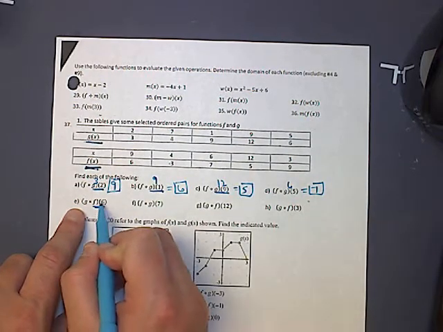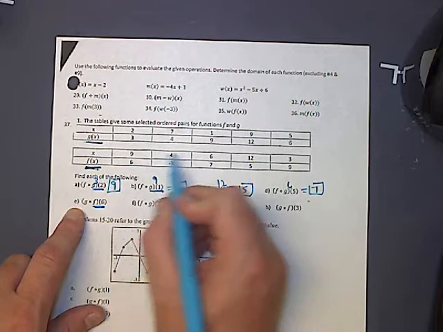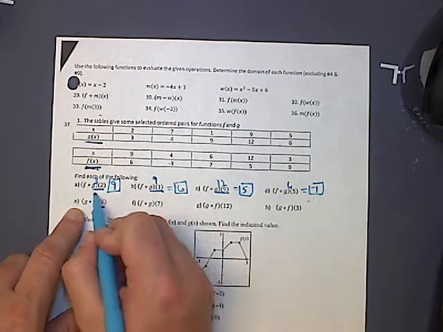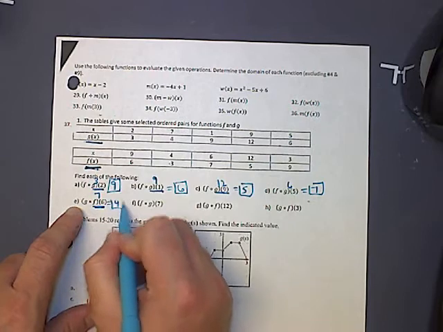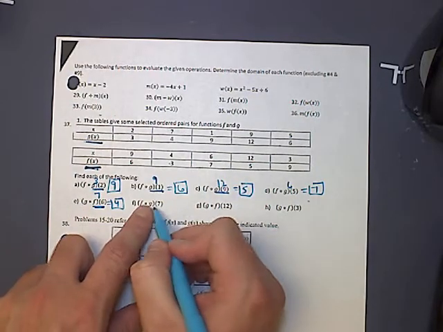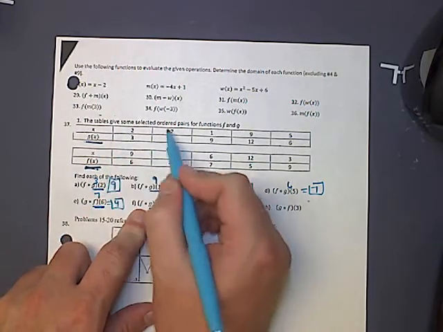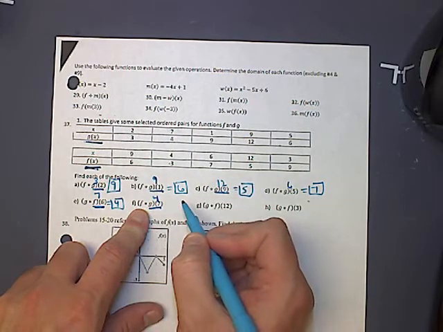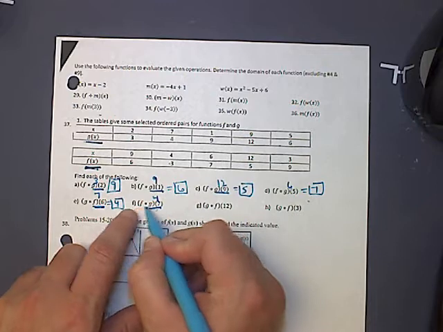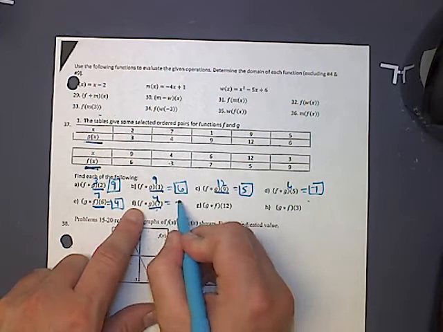Work from inside out. F of 6, go to F of 6, which is 7. Now find G of 7. G of 7 is 4. Now F of 4 is -3.